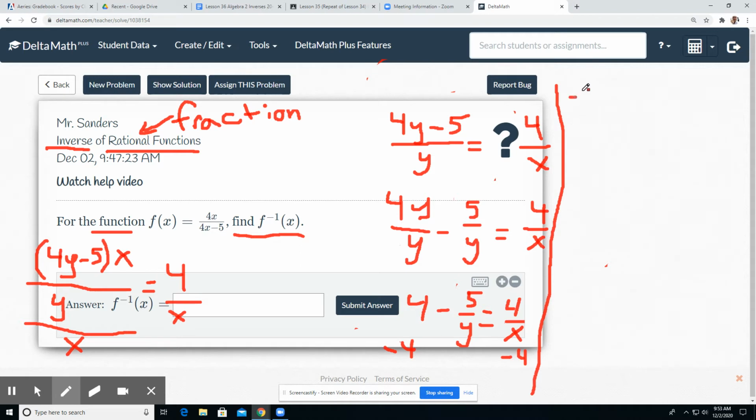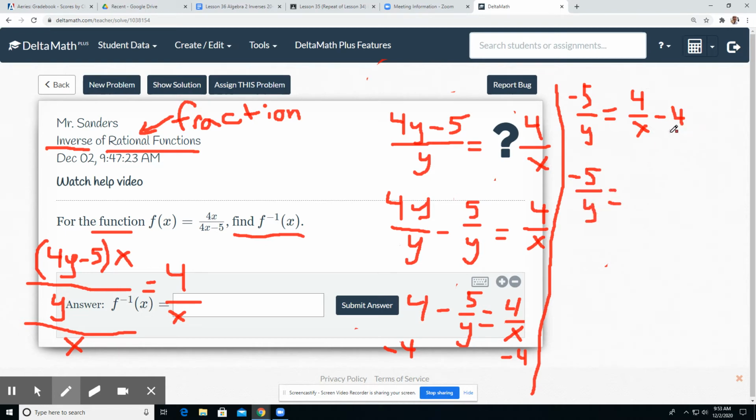And I get negative 5 over y equals 4 over x minus 4. Oh, wow, being tricky. All right. Let's go ahead and make the right side just one fraction so we can do the reciprocal technique, or sometimes students like to think of it as cross multiply, but if you remember Sanders, I'm not a big fan of cross multiply.